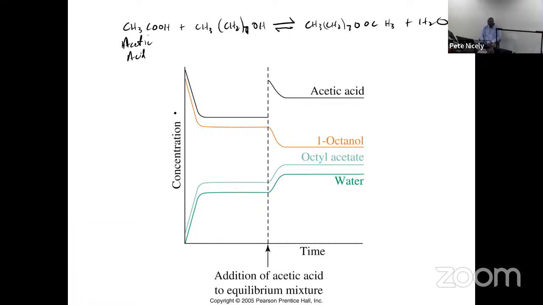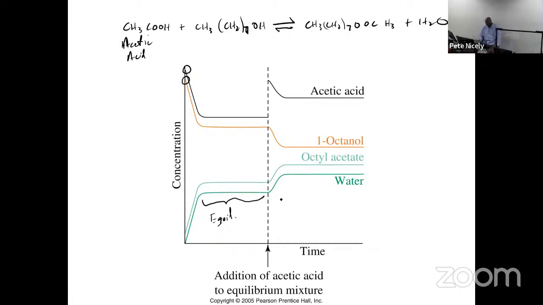So this graph is plotting concentration versus time. Initially you have a certain amount of acetic acid, a certain amount of 1-octanol. Before the system is at equilibrium, the reaction takes place. What happens is that the concentration of both reactants falls, the concentration of both products rises, until you get to a flatline situation. So at this juncture right here, you're going to have equilibrium, when the concentrations of all the species are constant.